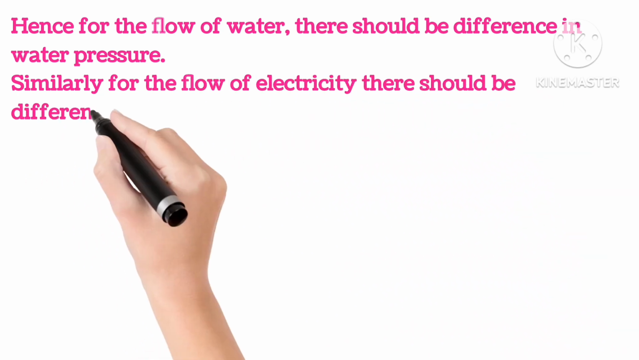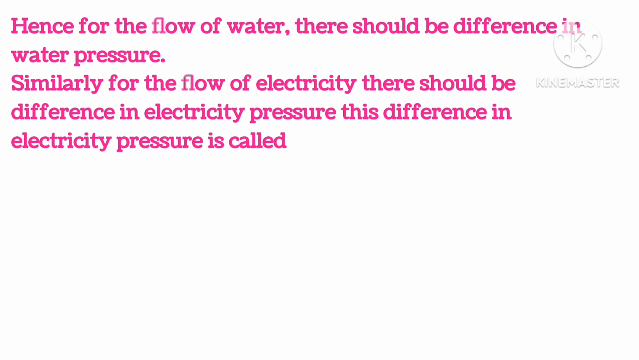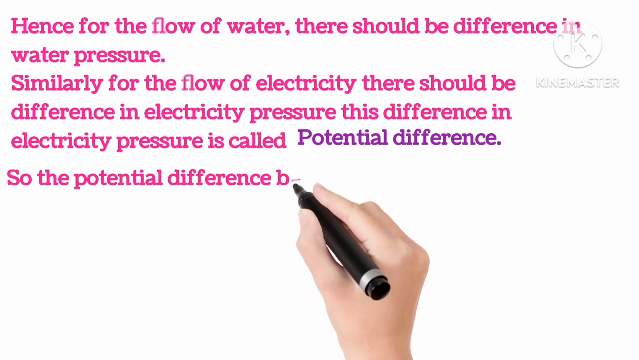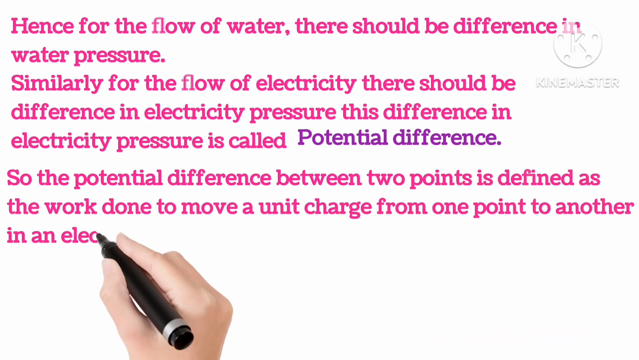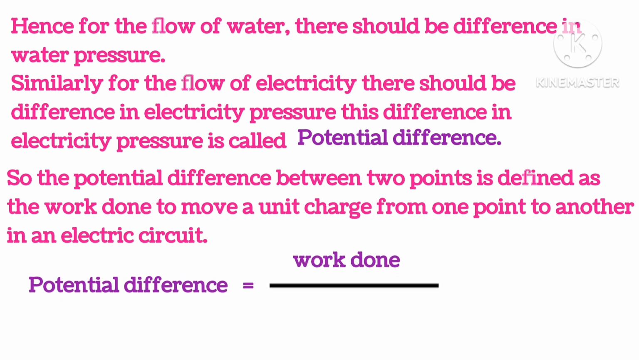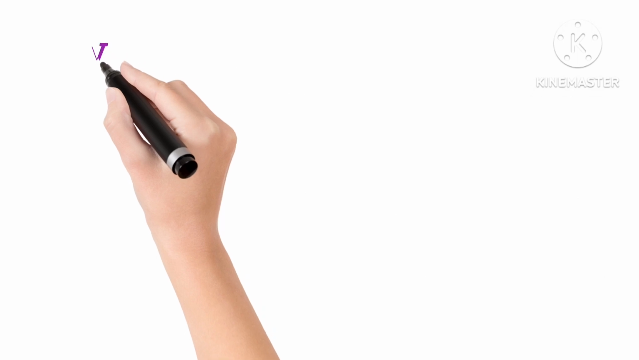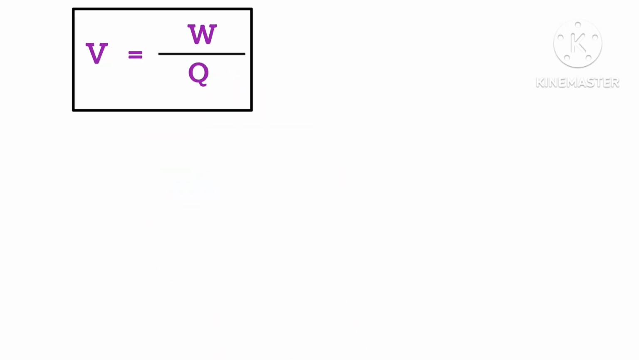Similarly, for the flow of electricity, there should be a difference in electric pressure, and this difference of electric pressure is called potential difference. So, the potential difference between two points is defined as the work done to move a unit charge from one point to another in an electric circuit. So, potential difference is equal to work done upon charge. So, V equals W upon Q.